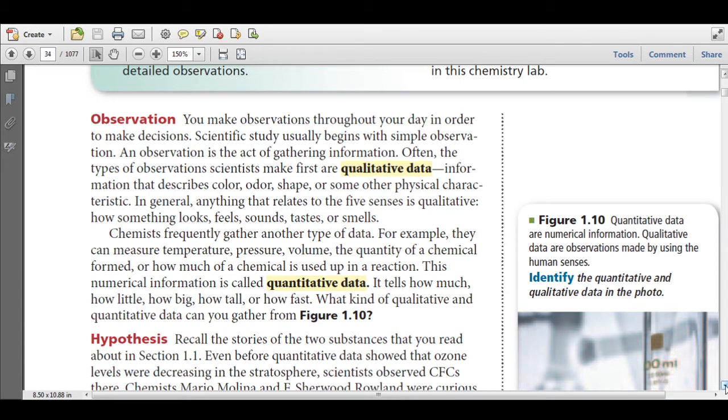Scientists also use a different type of data. If you can measure something like temperature, pressure, volume, or the quantity of something, we're usually talking about quantitative data. Numerical information is quantitative data. It tells us how much or how little, how big, how tall, how fast something could be.